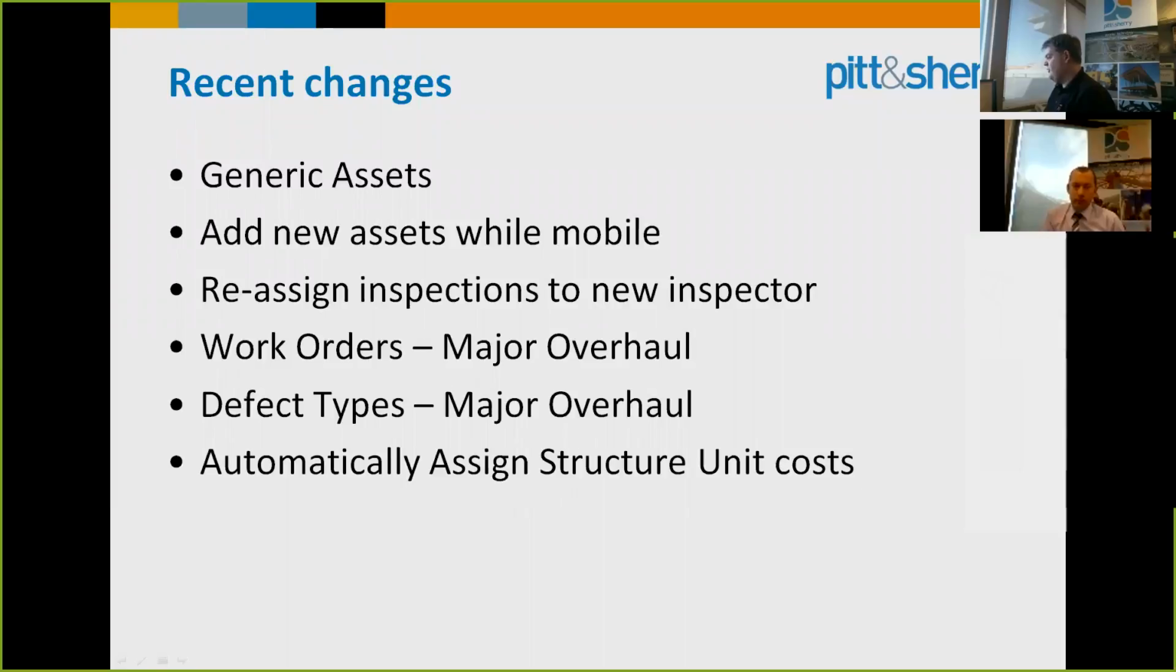So you just follow the normal process in the file menu, new assets, and you can define what you need to define. And then when you upload back to network, when you return to base, that asset will be created in AssetAsyst. We also have a new feature where you can reassign inspections to a new inspector.